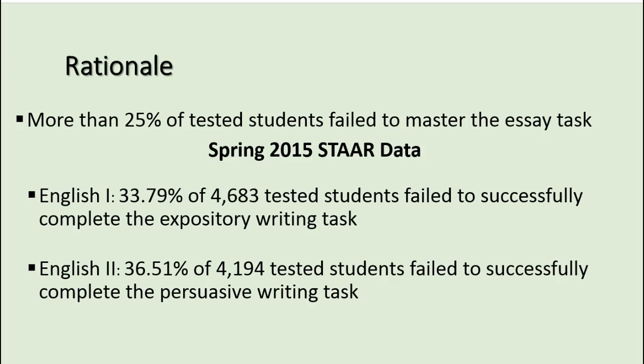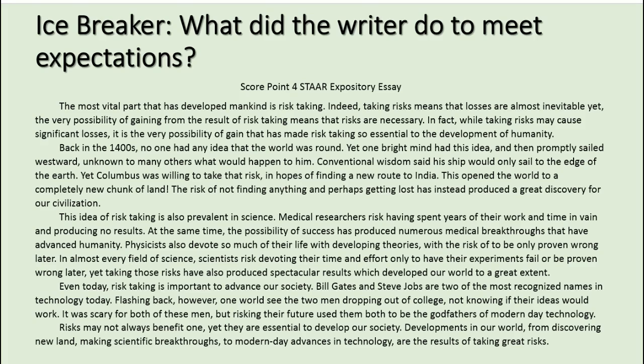We're going to begin by looking at a student's essay. You'll need your paper and a pen or pencil because you'll want to make a list of at least 4 things that you notice in terms of what the student did well. After reading the essay, you'll make a note of what the writer did to meet or exceed expectations with their STAAR expository essay. This is a score point 4. You may pause the video, and when you return, we'll look at some of the possible answers for noticings.